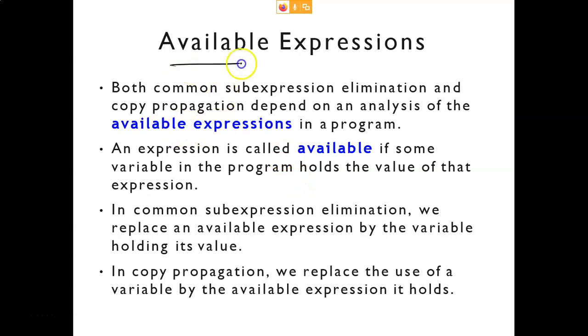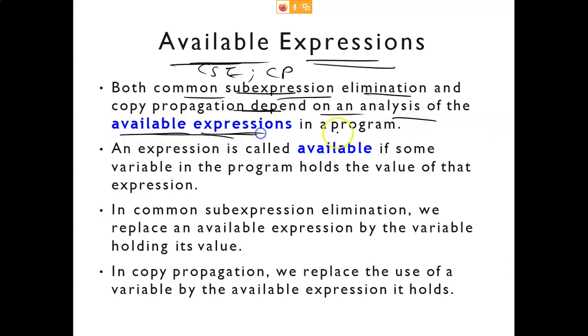So first we will see something called available expression analysis. We will see how to do this analysis, and after this we will see how it helps us in common sub expression elimination. Both common sub expression elimination (CSE) and copy propagation depend on the analysis called available expression analysis.